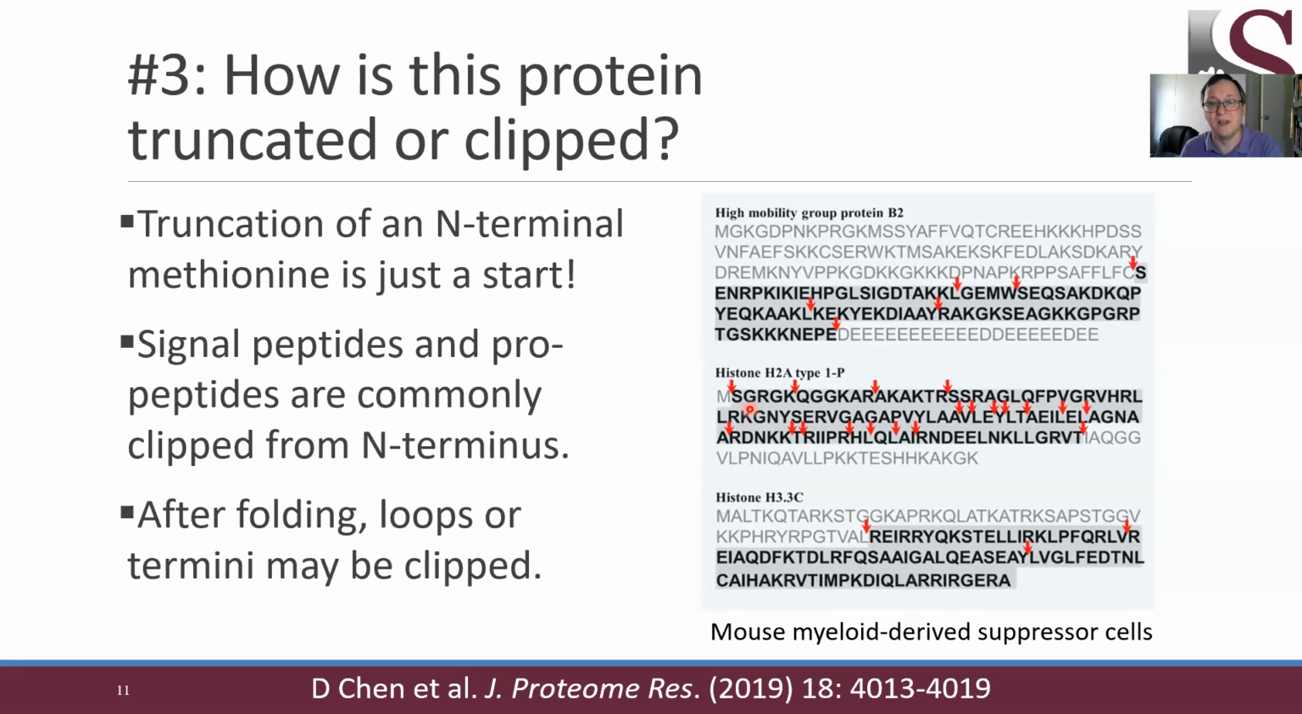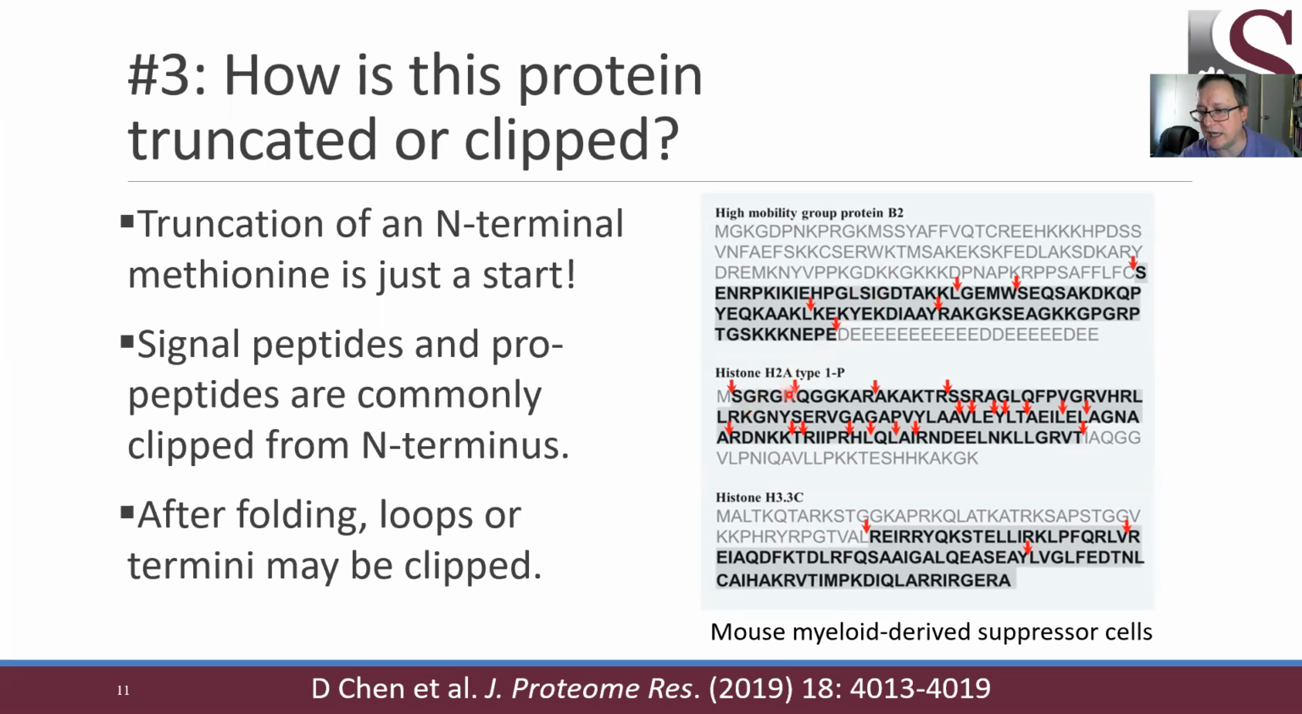We don't really know. If you're measuring the proteoform in intact form, you have a much better shot of being able to discern which parts of the protein sequence are lopped off before the final version of that protein is present. So Chen et al. were using this in the context of mouse MDSC cells. And here are the different proteins that they were looking at.